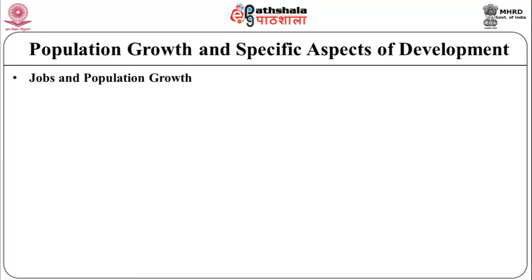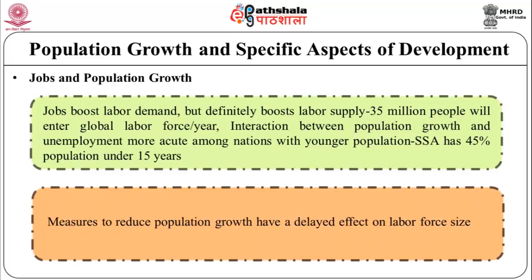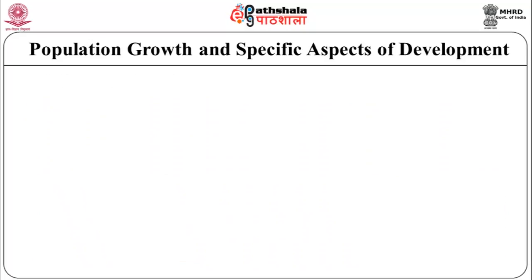Now let us look at jobs and population growth. Jobs boost labor demand but definitely pose labor supply challenges. 35 million people will enter the global labor force per year. The interaction between population growth and unemployment is more acute among nations with a younger population. SSA has 45% of its population under 15 years. Measures to reduce population growth have a delayed effect on labor force size.